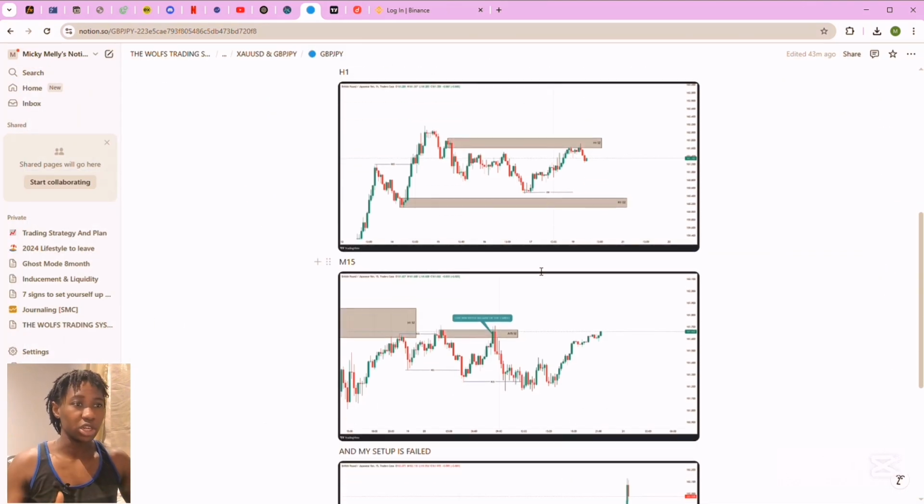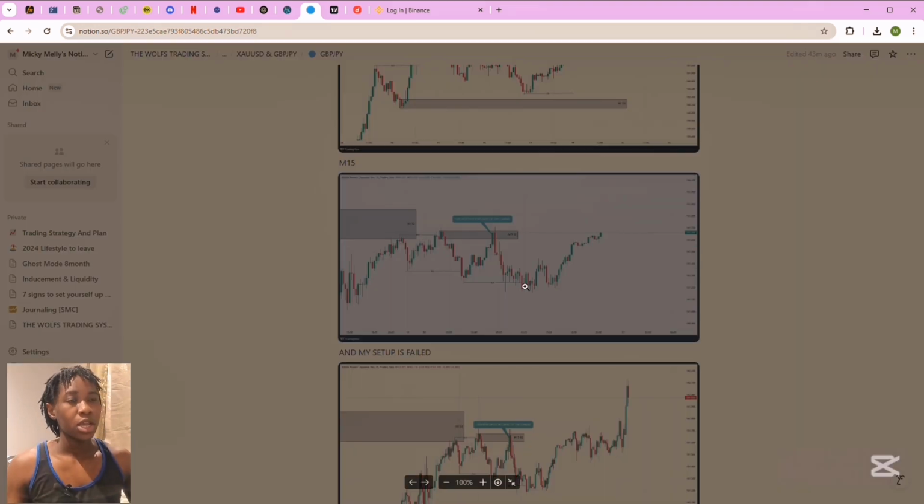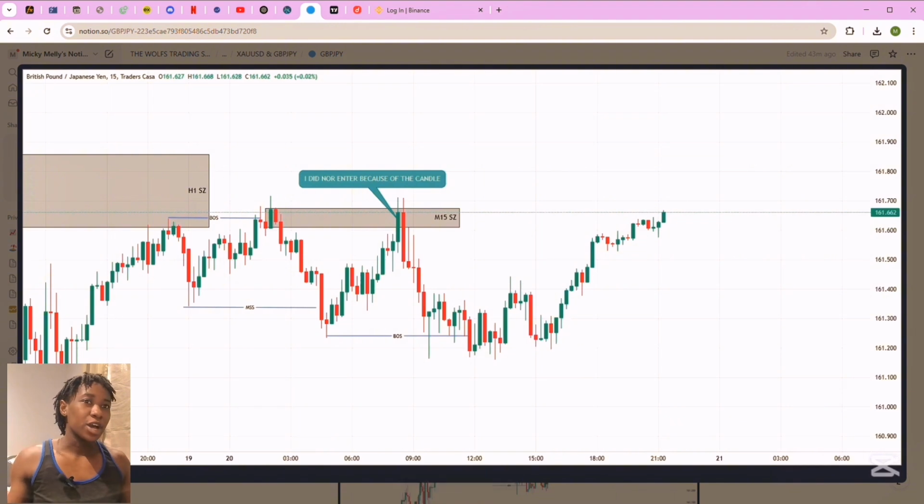I wanted to counter trade that particular one here, but price did not allow me. I would have crashed this trade. Once price got to that supply zone, it created a valid market structure shift. Why didn't I take it? Because I wanted an extreme supply zone. Once price tapped into my supply zone, I did not enter because the candle was too huge.